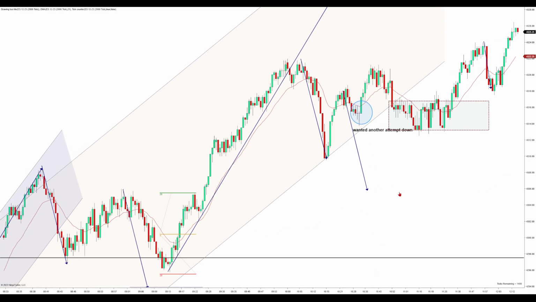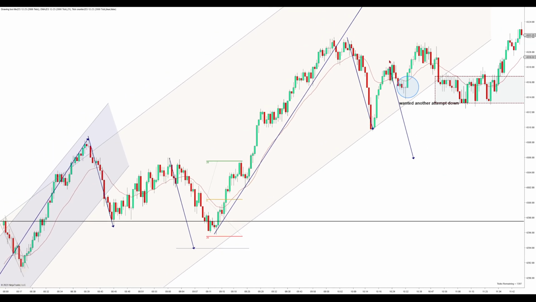So here, after we got that first leg down, we got this smaller second leg down, but I was wanting another attempt down because this measured move down was still in play. This second leg down is a lot smaller than this first leg down, so you could very easily get a second attempt at reaching that measured move. So this was just not worth taking.